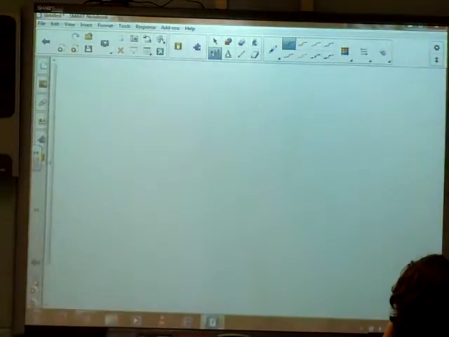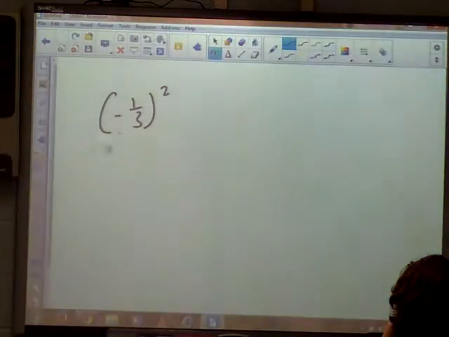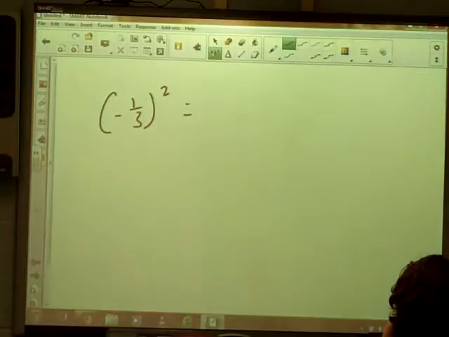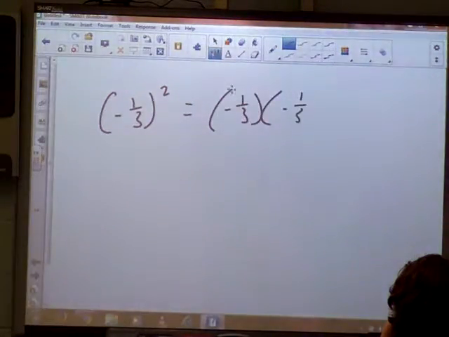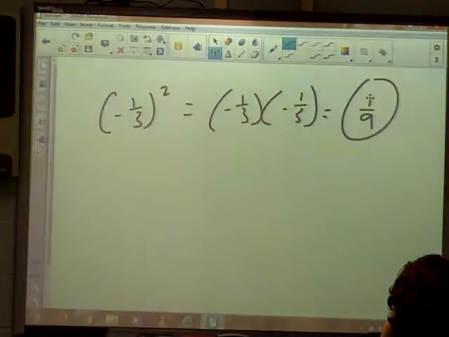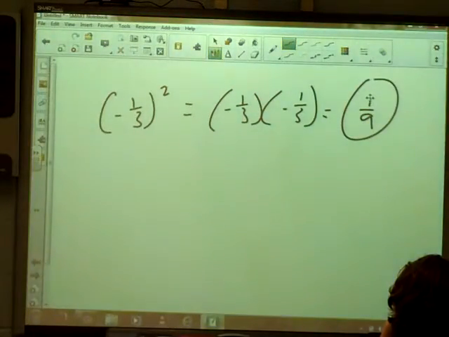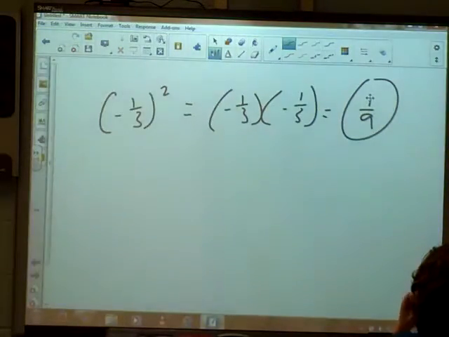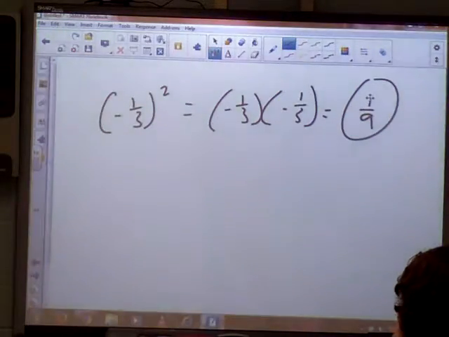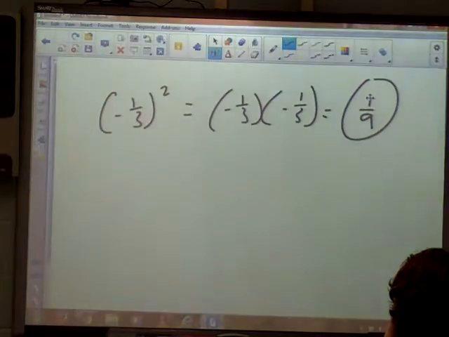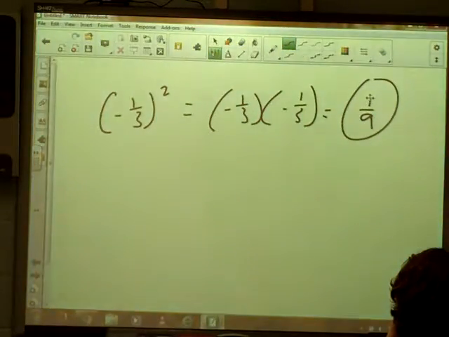Number 3, it asks me to do negative 1/3 squared. It's all about where the negative is. If it's in the parentheses or out. In the parentheses means I take negative 1/3 twice, and a negative times a negative is a positive. So I'd be looking for positive 1/9 on that. Y'all tell me at any time if I'm going too fast, because sometimes when stuff is simple like this, I tend to even put the pedal to the metal even more. So let me know if I need to slow you down.